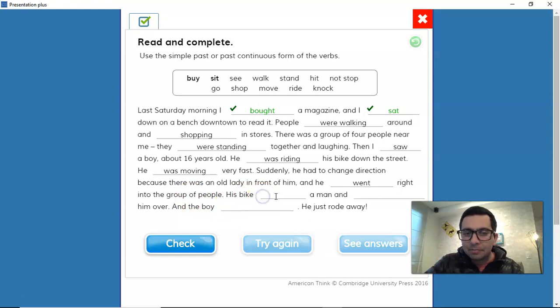His bike hit a man and knocked him over. And the boy didn't stop. Past of not stop. He just rode away. Let's check.